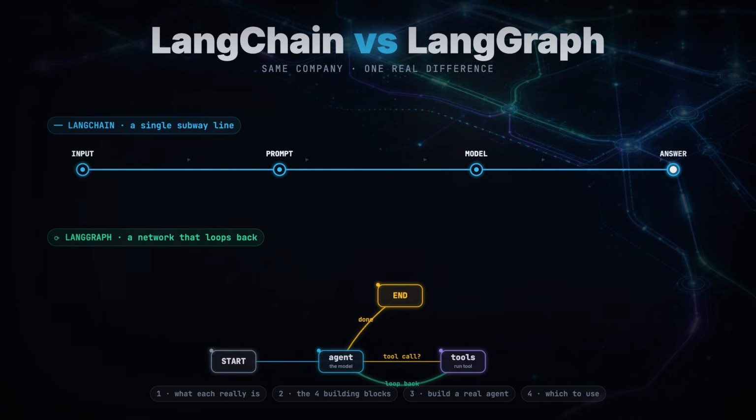LangGraph is the whole network. Junctions, branches, and one move a single line can never make. A train that loops back to where it came from. That loop is the entire reason LangGraph exists. And it is the difference between a script and a real agent.